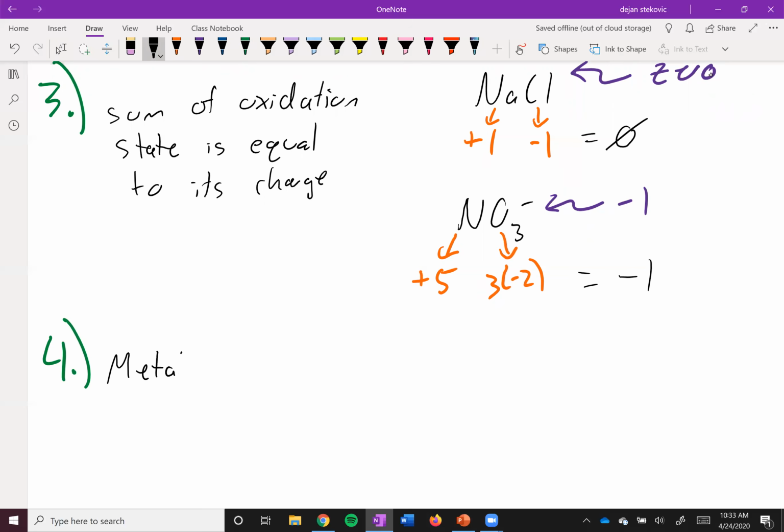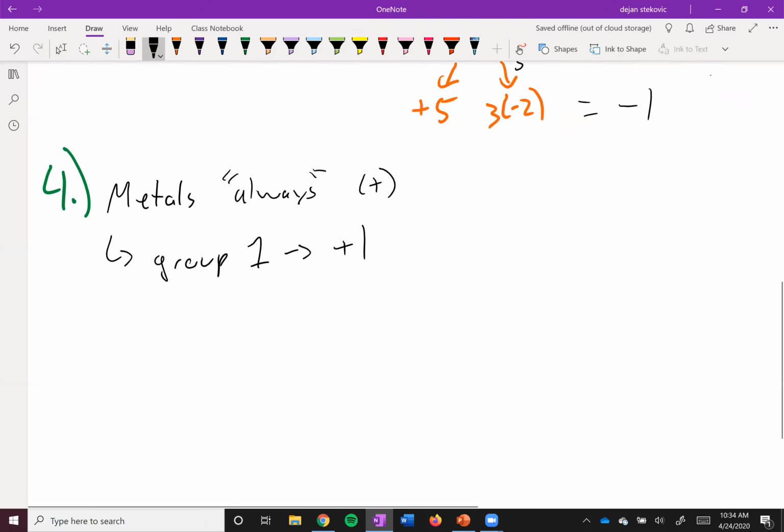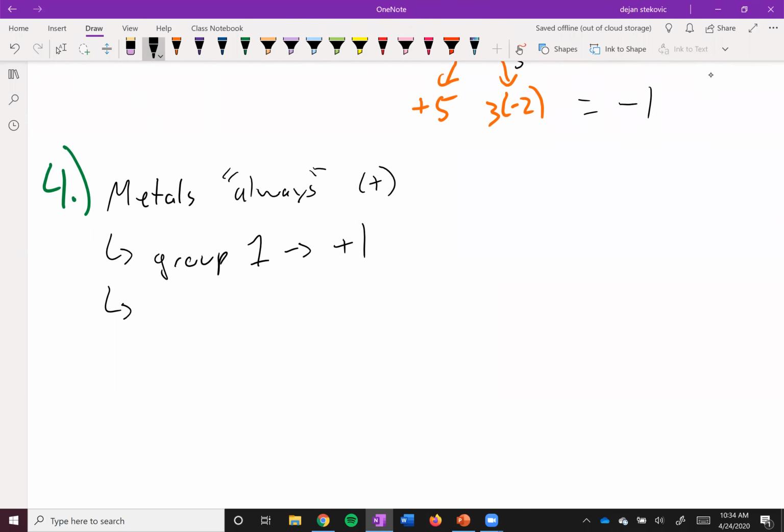Remember, for our case, metals are always positive. Everything in group 1 will always be +1, right? So that's your sodium, lithium, potassium, that kind of stuff, the alkali metals. Everything in group 2, the alkaline earth metals, so your calcium, magnesium, beryllium, they're always going to be +2. And then aluminum is going to be +3 all of the time.